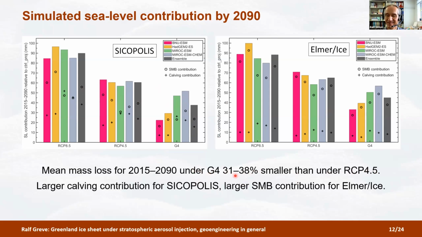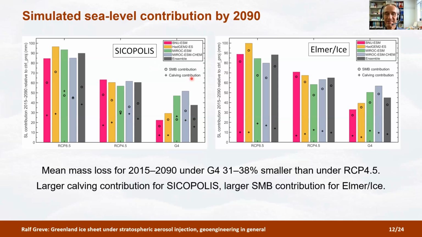So here's this range. And the range is actually about similar if you compare 4.5 to 8.5. So the benefit for the ice sheet of G4 relative to 4.5 and of 4.5 relative to 8.5 is roughly the same.